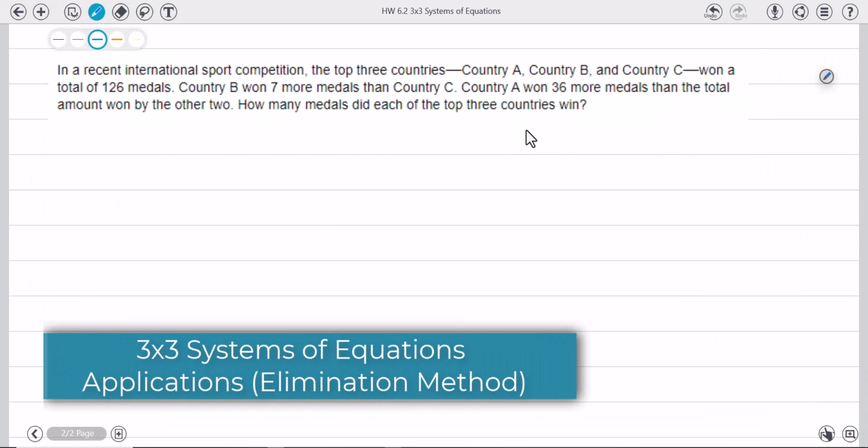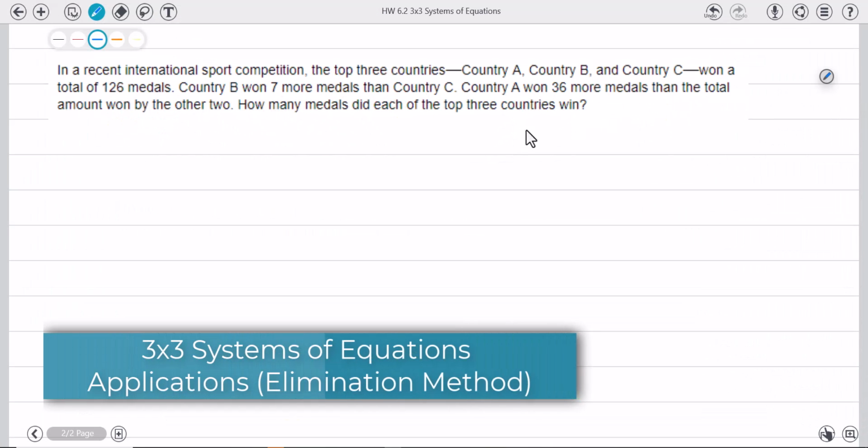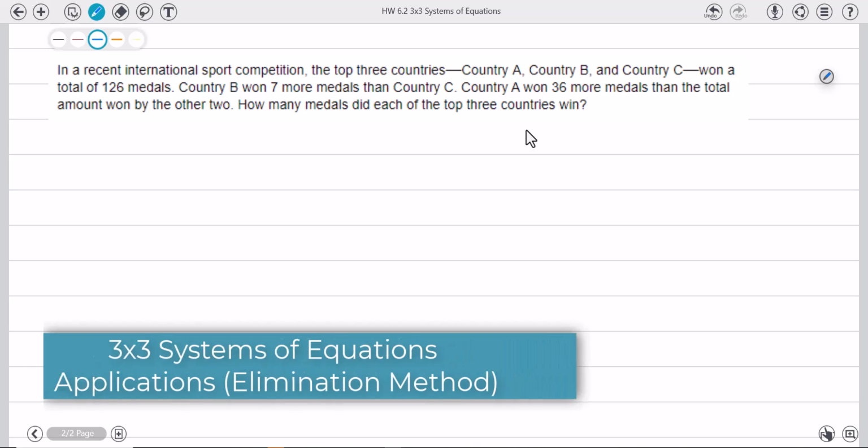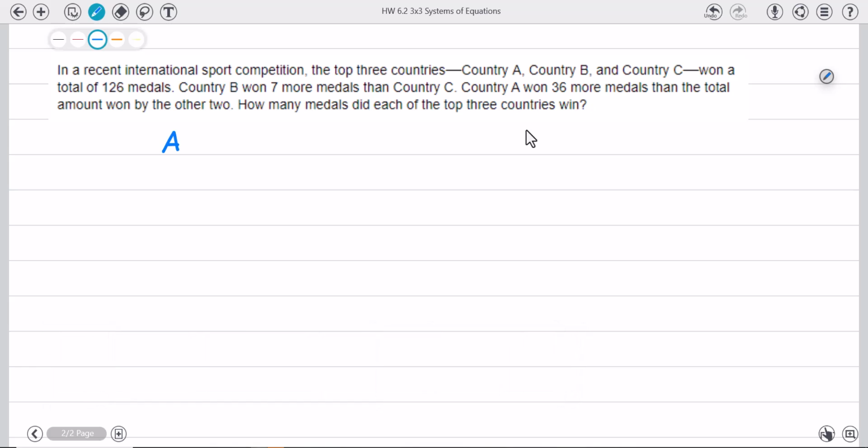Okay, we're given some information with 3 countries. So we have countries A, country B, and country C. So I can see that I have 3 variables. It says all 3 of these won a total of 126 medals. So A plus B plus C is 126.